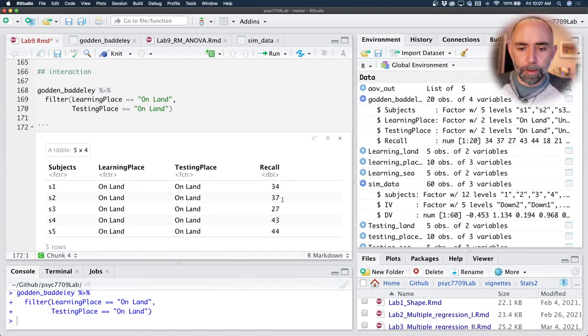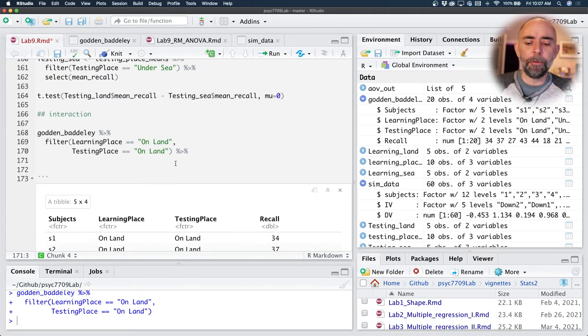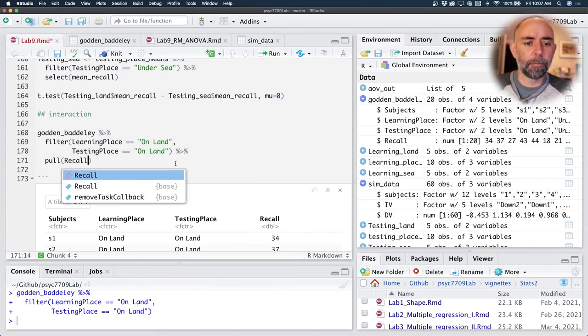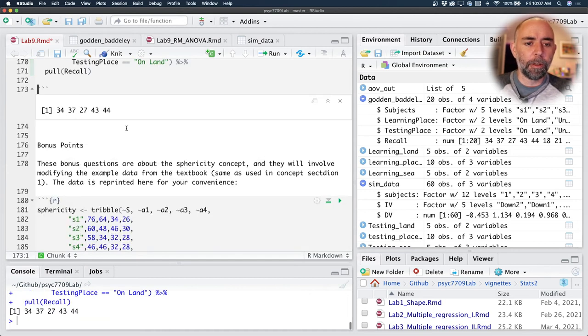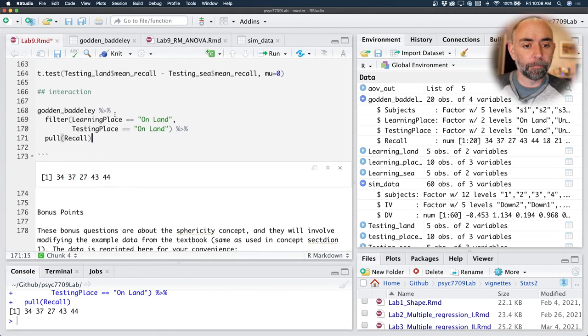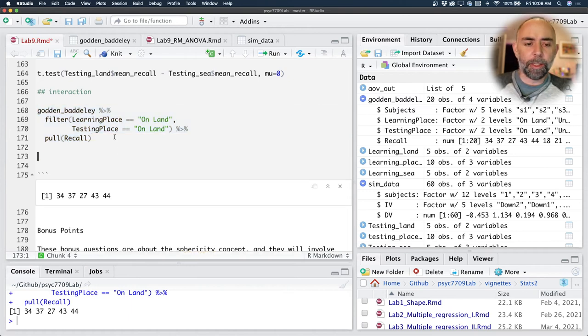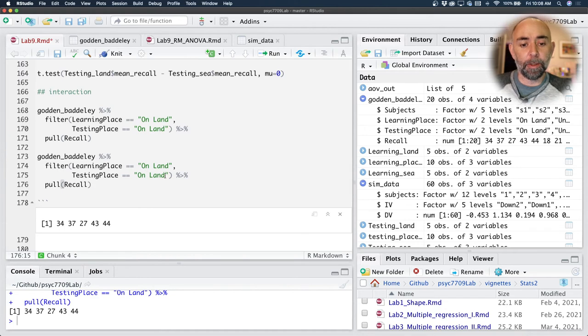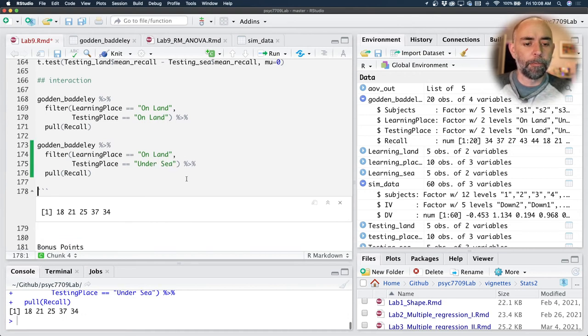Now, I want to be able to grab this column here for these recall scores. Before we did that using select, I forgot about pull, actually. So let's look at what pull does. It's going to pull these scores right out. And so those are the recall scores for each subject for these conditions. Now, let's do this one more time. But I'm thinking about changing the testing place here. So this is going to be under C, right? So those are the recall scores when participants were on land during learning and under C during test.